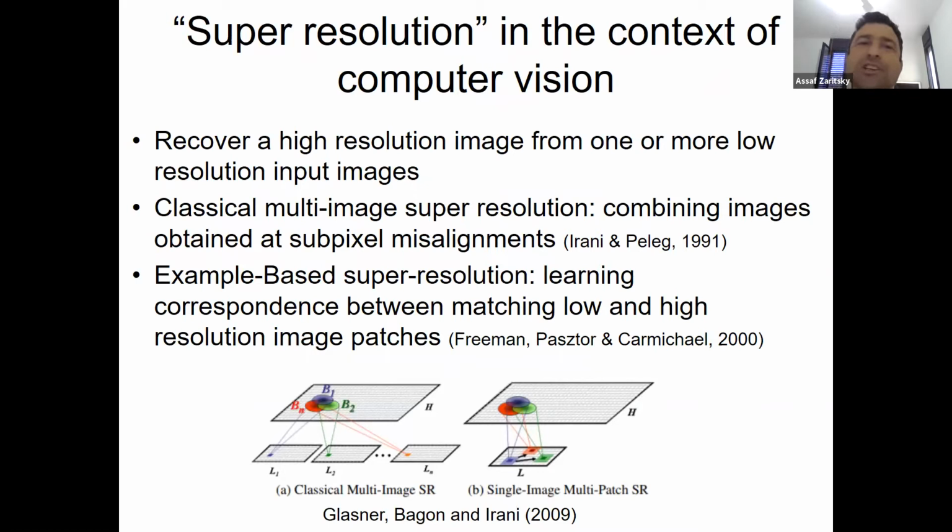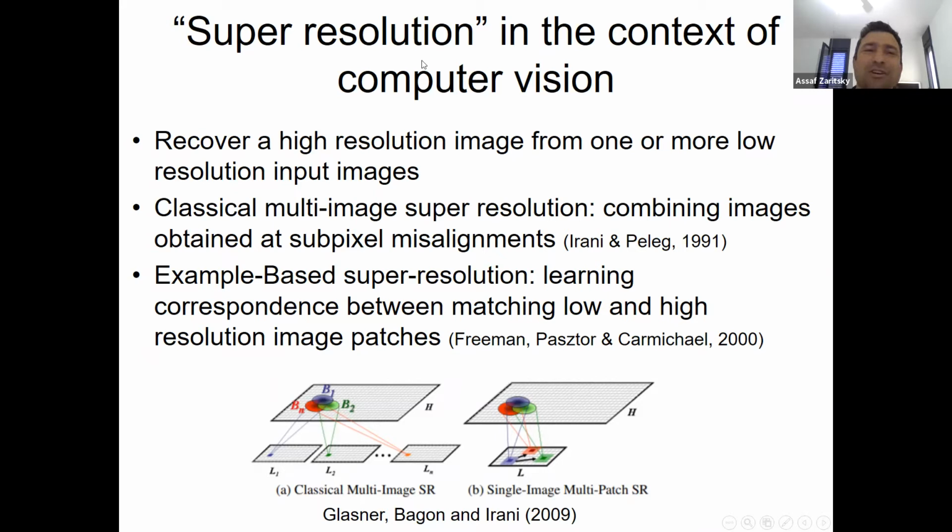Now, in computer vision, I know that we talked about super resolution in microscopy, which is resolving resolutions which the optics cannot give us. But in the context of computer vision, the idea is exactly what we showed now: recovering a high resolution image from one or more low resolution input images. Super resolution is a subfield in computer vision with a lot of work.